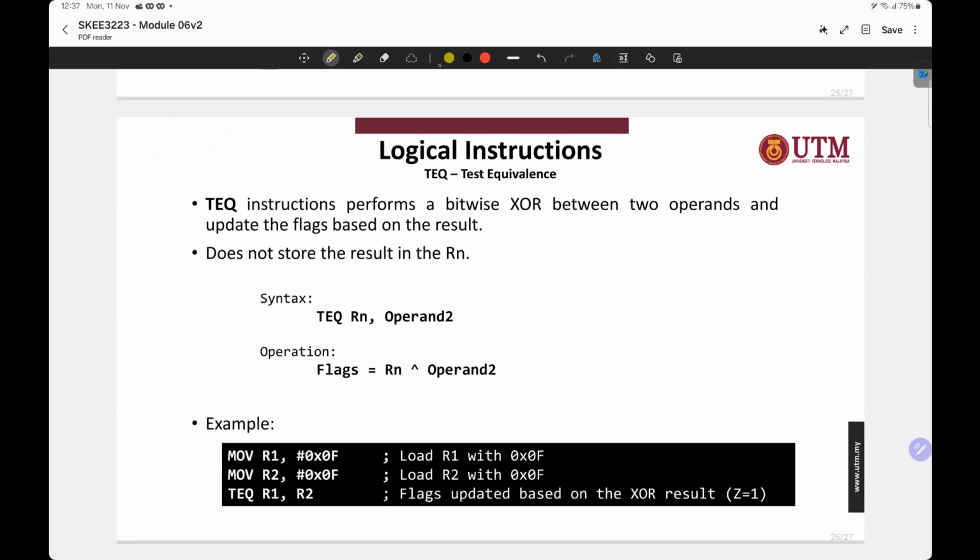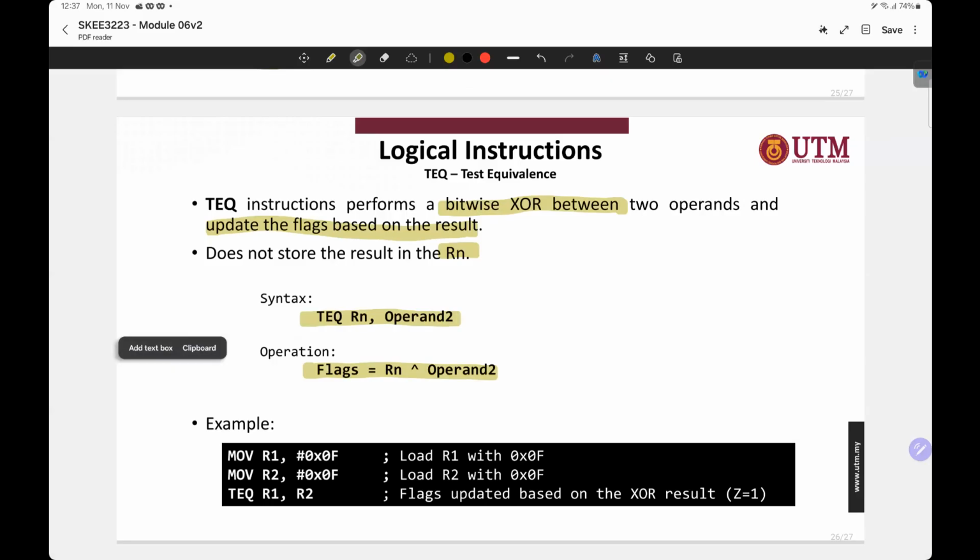So the TEQ performs a bitwise exclusive OR between two operands and updates the flags based on the result. Your Rn will remain; it will not store the result from the bitwise exclusive OR. This is the syntax: TEQ Rn, operand 2, and the operation here is flags equal to Rn exclusive OR with operand 2. Right?